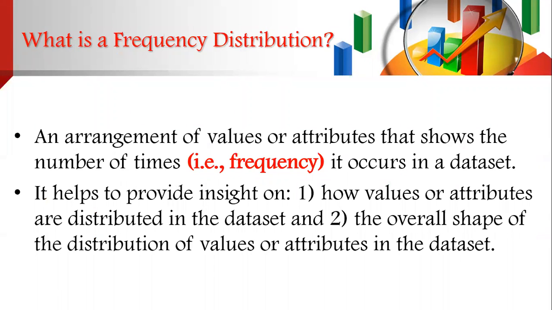So let's first begin by discussing what a frequency distribution is. It is an arrangement of values or attributes that shows the number of times or frequency it occurs in a data set. Frequency distributions help to provide insight on 1, how values or attributes are distributed in the data set, and 2, the overall shape of the distribution of values or attributes in the data set.